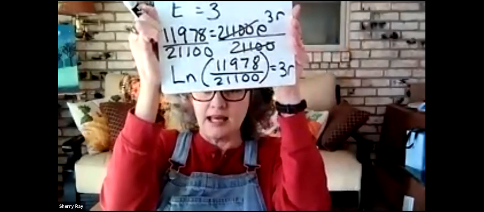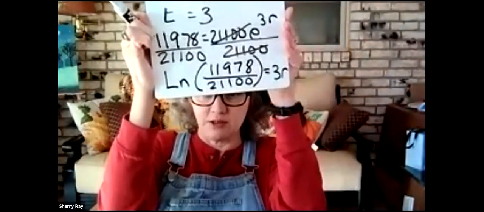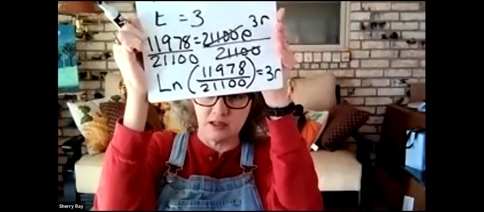So I want to change this to a natural log equation. So I have the natural log of 11,978 divided by 21,100. I'm using natural log because that's base E, equals 3 times R. And then I'm also going to divide each side by 3 because I need to solve for R.